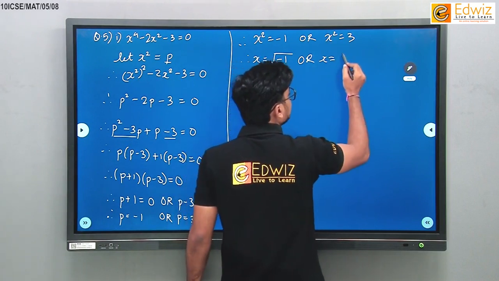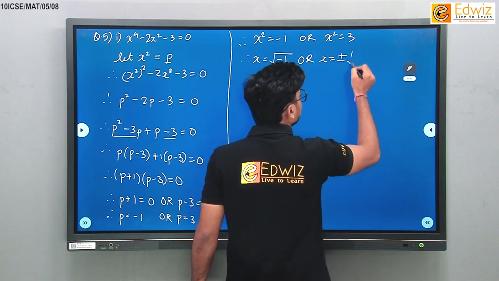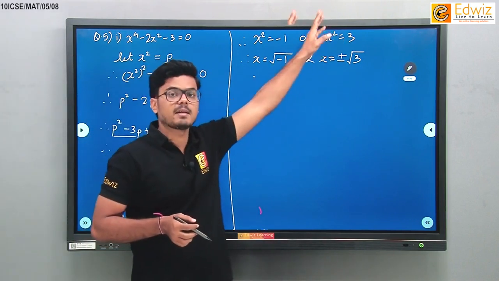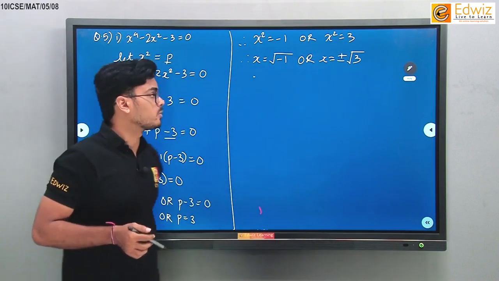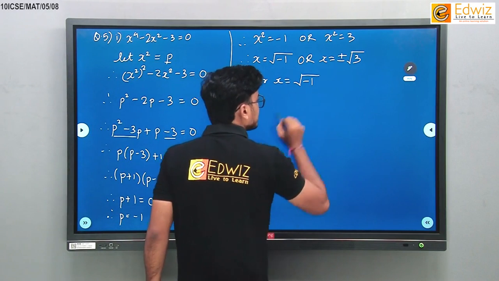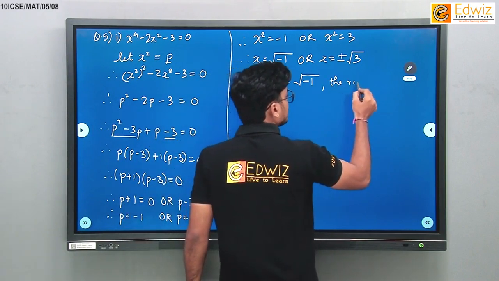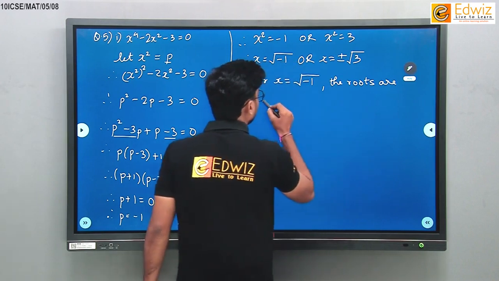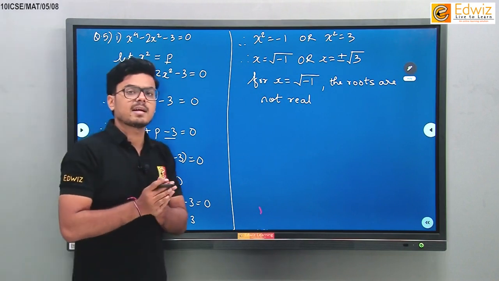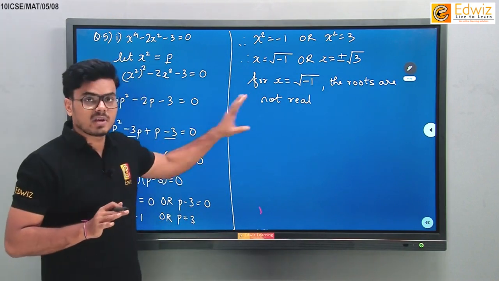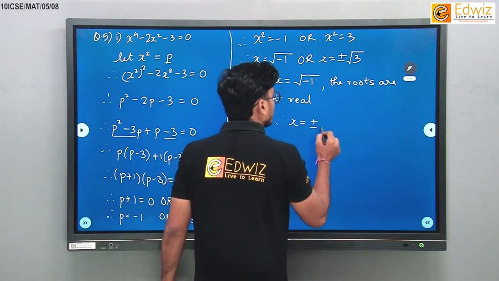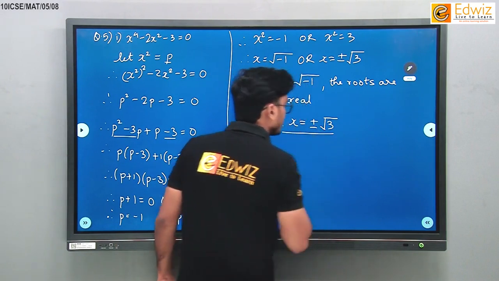If I have to write the value of x, it can be positive and negative square root of 3. Plus and minus square root of 3, because it is x square. It can be plus root 3 also, minus root 3 also. So for x equal to square root of minus 1, the roots are not real. Whenever a negative number comes inside the square root, the roots are imaginary, they are not real numbers. Okay, so we cannot consider that as a solution. Therefore x is equal to plus or minus root 3 is the only possible solution.